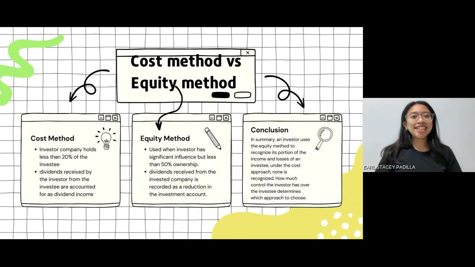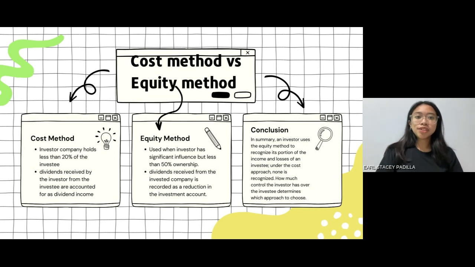Hi, this is Stacy. So the other concept that I would introduce to you would be cost method versus equity method. I would be giving additional information as well as advantages and disadvantages for more understanding. So don't forget to take notes. Without further ado, let us start off with cost method.